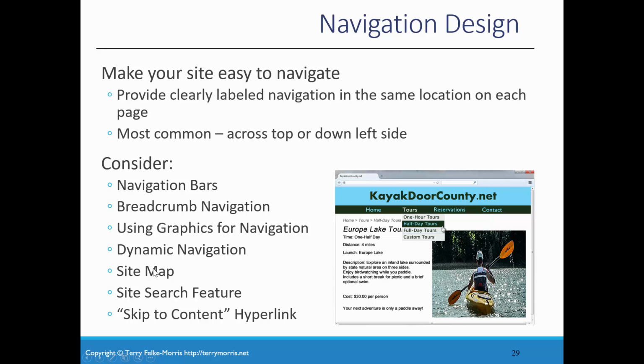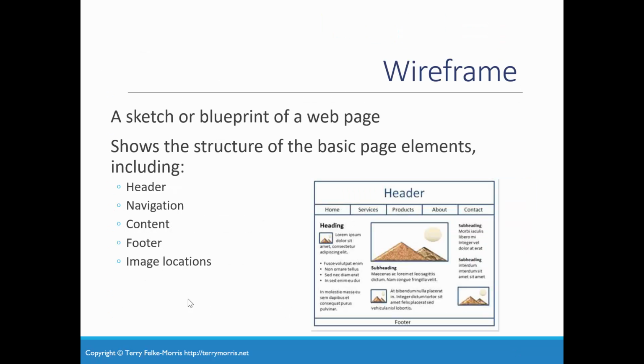Sitemaps are kind of nice. A lot of sites you'll see that at the bottom of the page there'll be a link for a sitemap where you can get to any place you want on the site. Skip to content hyperlink, a lot of times where people know where they want to go. Wireframes. Wireframes can start out and they can be as simple as something sketched on a napkin.